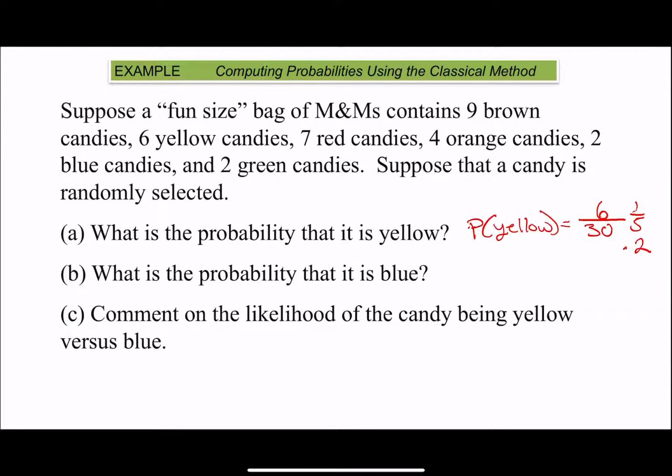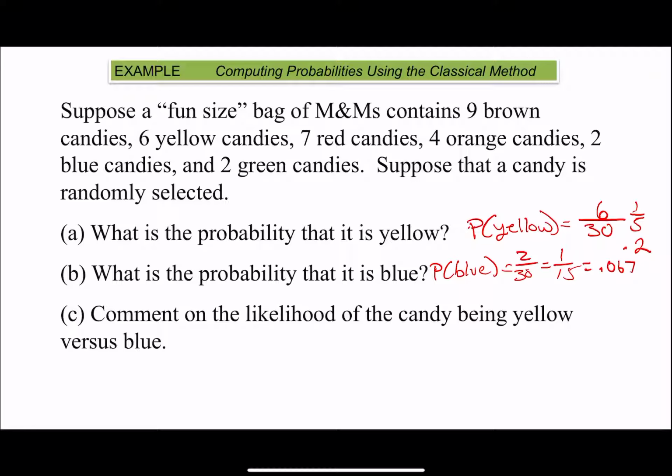So what is the probability that it is blue? There are 2 blue candies, so the probability of blue is 2 over 30, which simplifies to 1/15. So that probability is 0.067, about a 6.7% chance of pulling out the blue. So we're going to comment on the likelihood of the candy being yellow versus blue. There is a 3 times more likely chance to get a yellow candy than a blue. We are 3 times more likely.